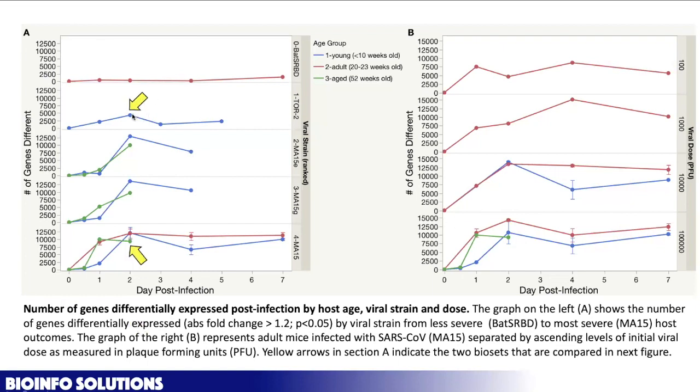Okay. And so what I'm going to do is give you a brief overview. I'm going to take two points on here. They were both at day two. This was done with the TOR2 strain. I'm going to compare this bioset with this old one, using old animals with the most severe strain. So these are two very diverse biosets. I'm going to use that as an example to explain how we can combine all this data.